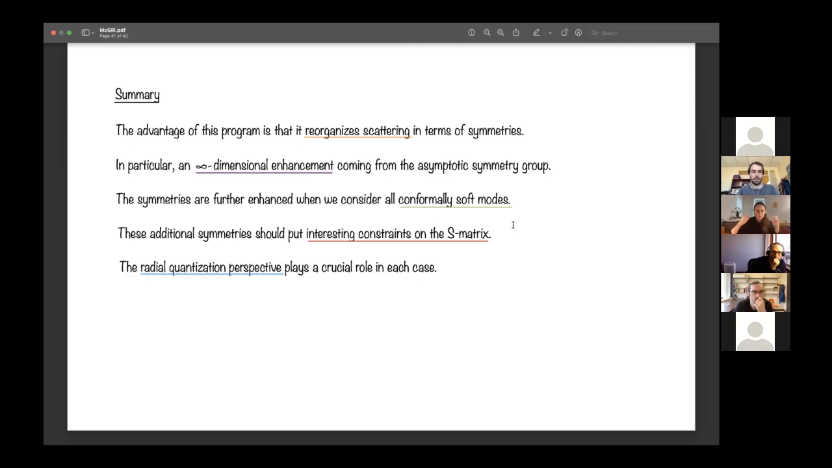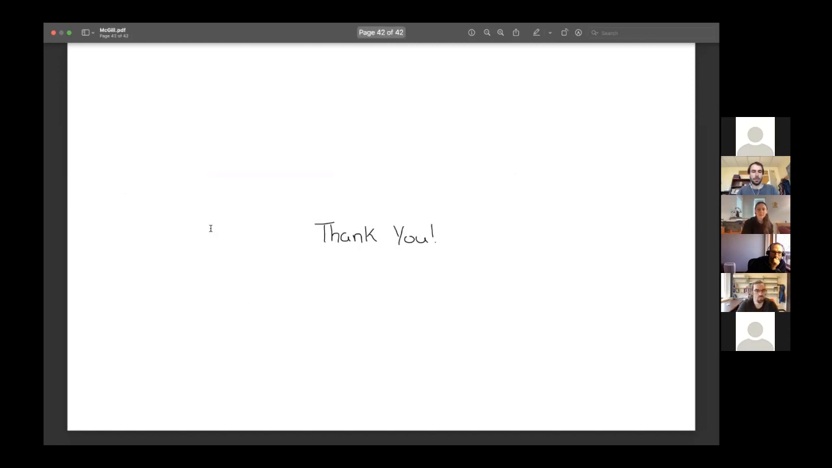But what I want to emphasize for this talk is that radial quantization was playing a crucial role in most of these steps. It's obvious in this step and in this step, from the way that W infinity was realized. But the point of this talk was to say this also holds here in this step. So thank you for listening to me and for the lovely questions, and I'm happy to debate anything.